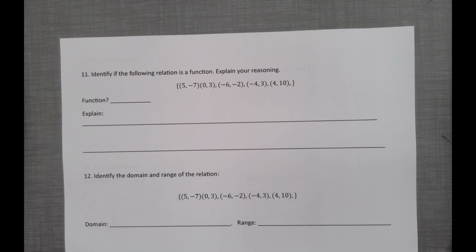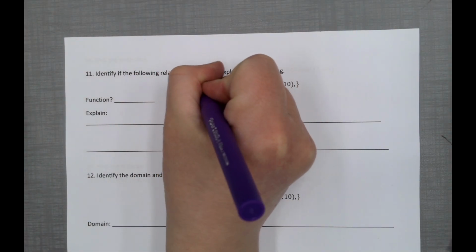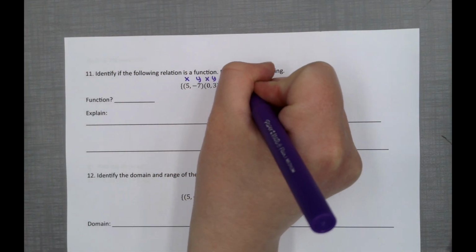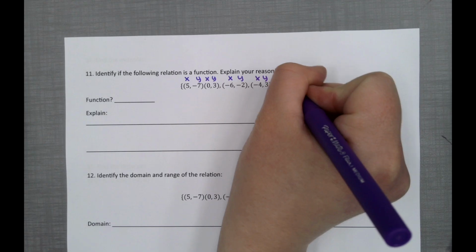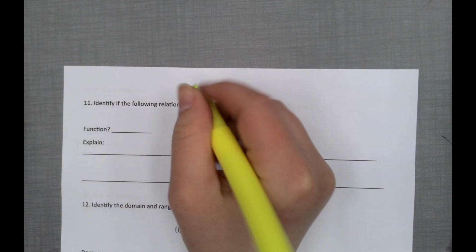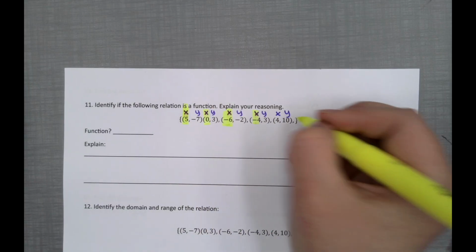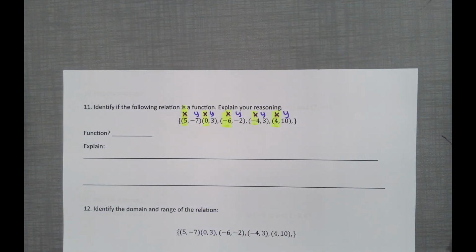Next one is asking to identify if something is a function or not. And so what you're going to do is take a look at your x values only. So let's go ahead and label every single one x and y. And we're only caring about your x's. Here's your x, here's your x, here's your x. Oh, I missed one. Here's your x, and here's your x.